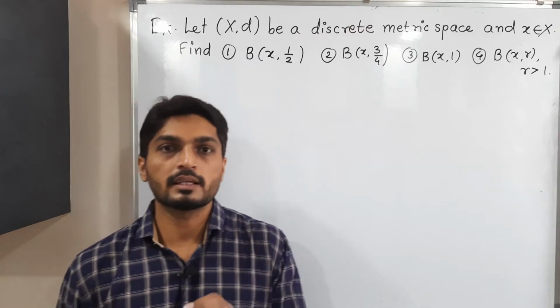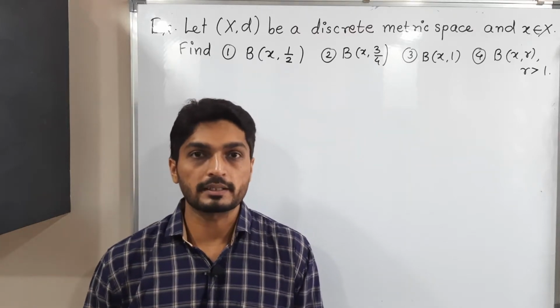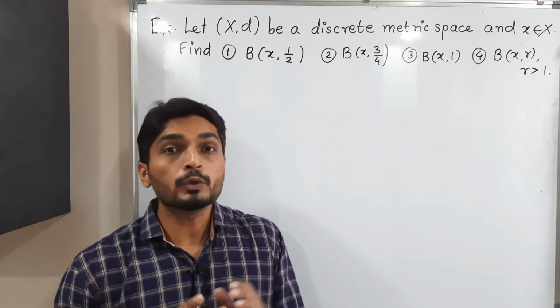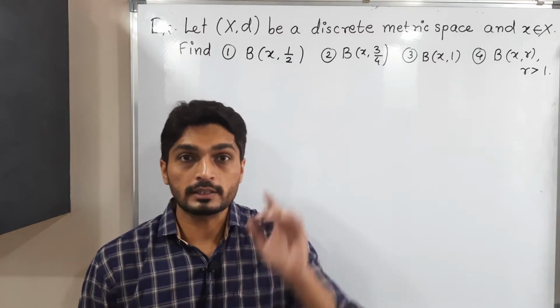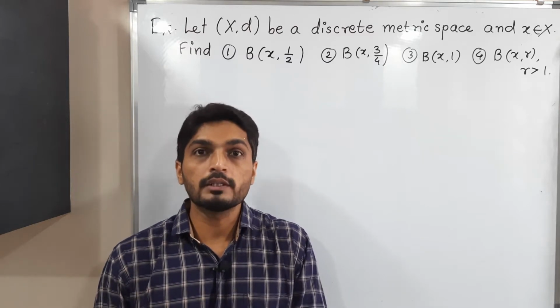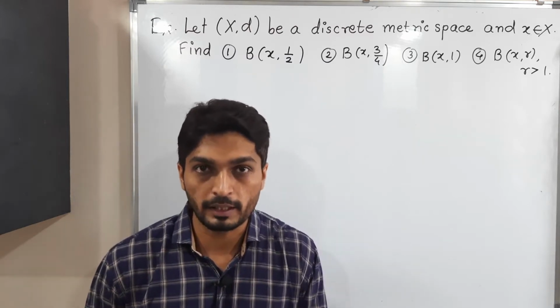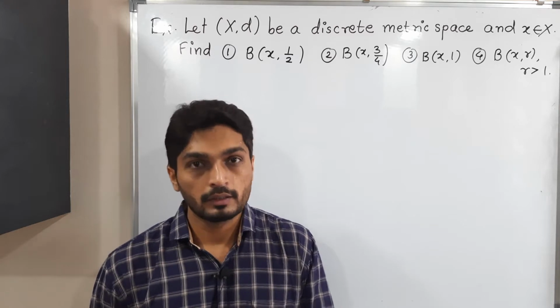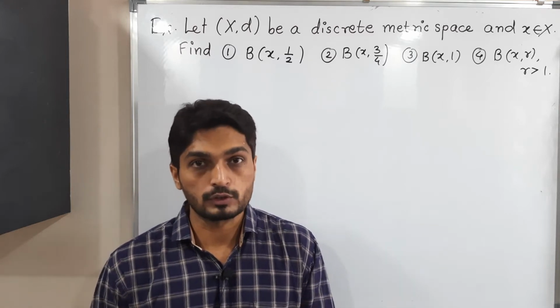Let us discuss this example of a discrete metric space. What we have to do in this example is find these four open balls, which are mentioned here. But before that, we will discuss the definition of a discrete metric, and then we will start to find the actual balls.